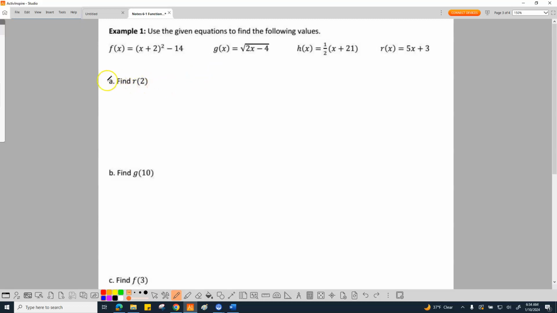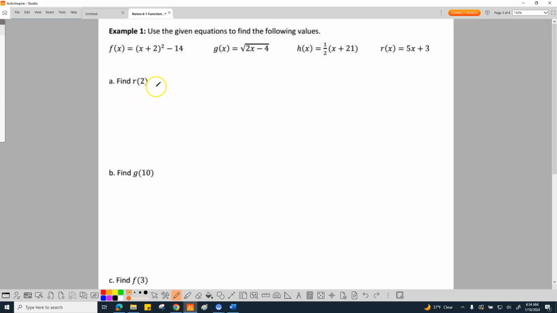For example, in letter A, you have find r of 2. Well, we're going to be looking for this equation right here. Check out B. When it says find g of 10, it's telling you to look at this equation right here. Even though it's pretty straightforward, you do have to look for meaning in what this is saying. So this says find r of 2 on A.